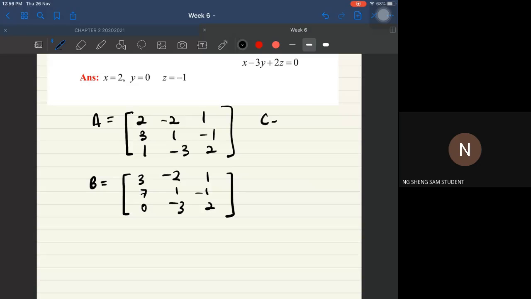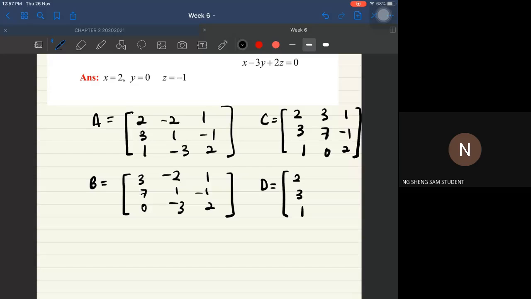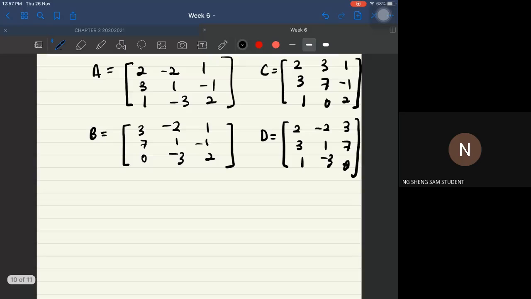So matrix C, kita ubah kolom tengah tu. So that you will have 2, 3, 1, 3, 7, 0, 1, negative 1, 2. Kurang pening ke kalau saya guna macam ni? Takut kan? So matrix D, 2, 3, 1, negative 2, 1, negative 3, 3, 7, 0. So you kena cari keempat determinant ni.